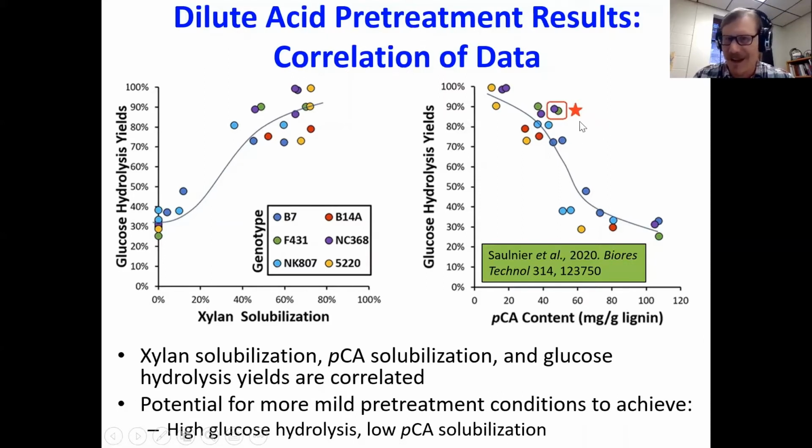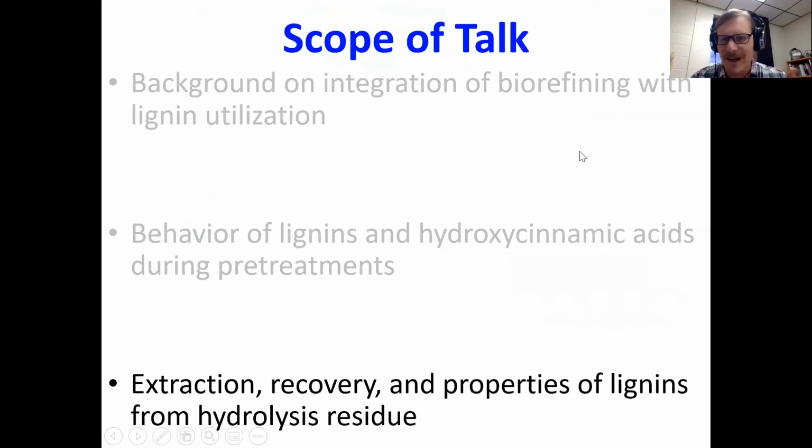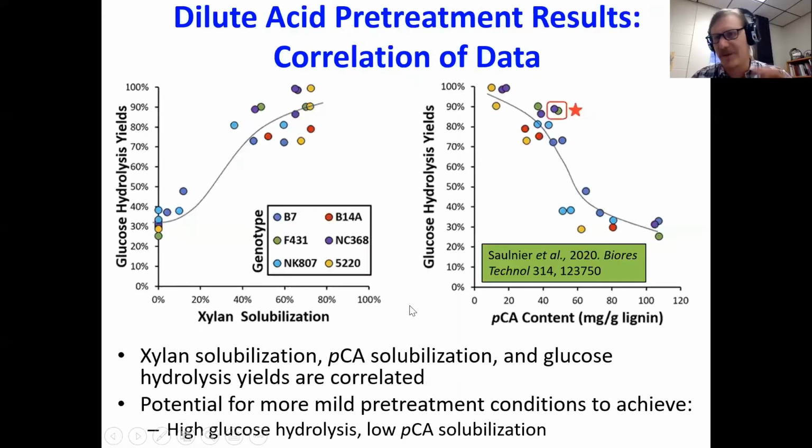What is highlighted here with this star is that there are some conditions where you can get pretreatments that give relatively high glucose hydrolysis yields following enzymatic hydrolysis while simultaneously maintaining a high content of PCA in the biomass. The last thing is we want to look at extraction, recovery, and properties of lignins recovered from hydrolysis residue. This part was understanding the impact of pretreatment conditions on PCA solubilization, which was published work from last year.